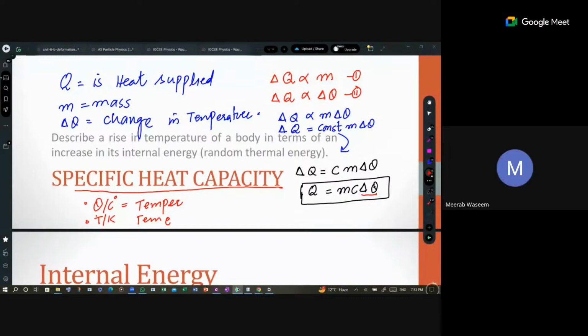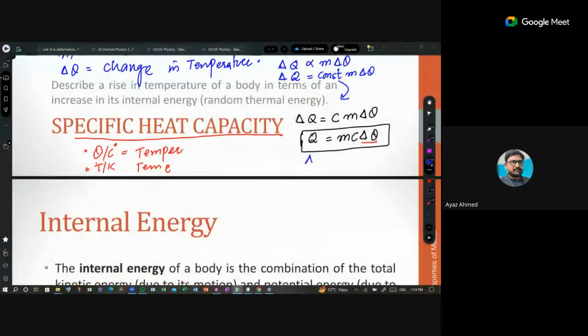तो ठीक है सर. अगर इसकी जगह हम टी कर भी दें तो इज इट अ बिग डील? तो नहीं, ठीक है. सो Q कैन बी इक्वल्स टू m c delta T. You can use this one as well. I mean, no problem at all. Okay. ठीक है सर, So this is the master equation in your specific heat capacity.